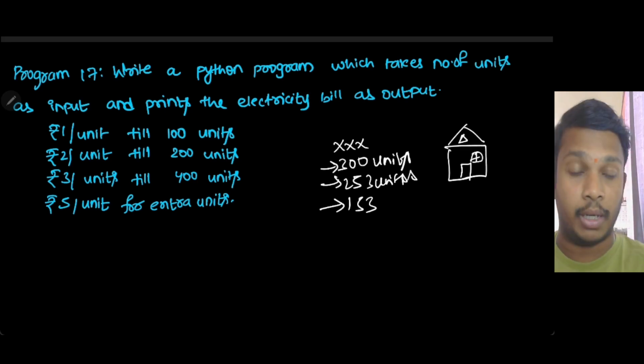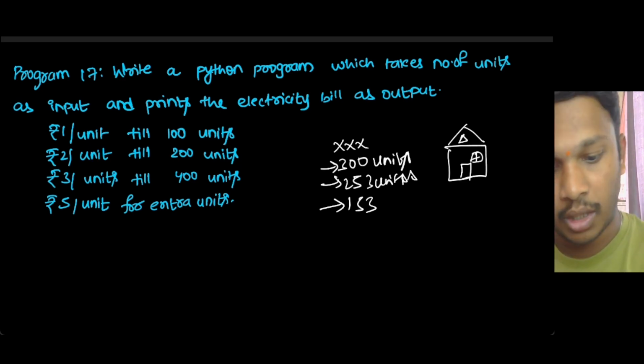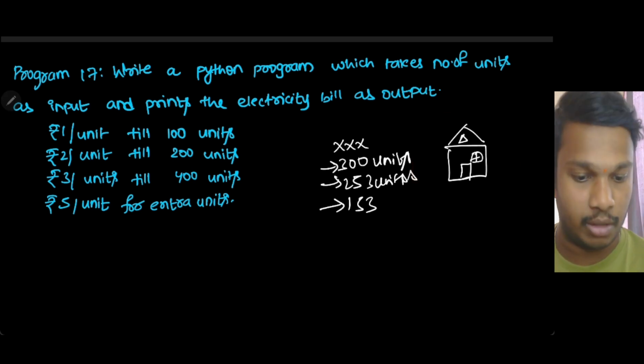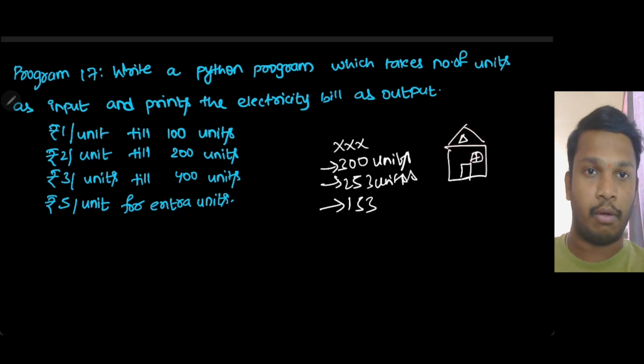So how do we calculate the bill? Indirectly, you are writing a program for that scenario, for that person. Now this is your home. I am a bad artist, but somehow I have drawn the house. See here, I kept the window also. No need to worry, you have fresh air.